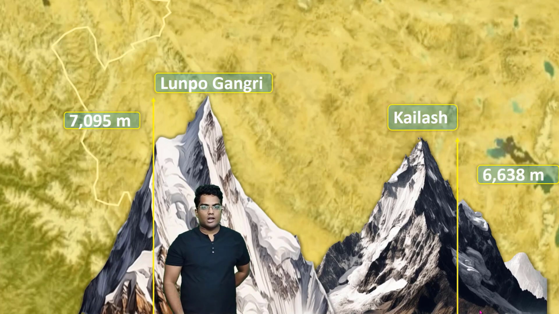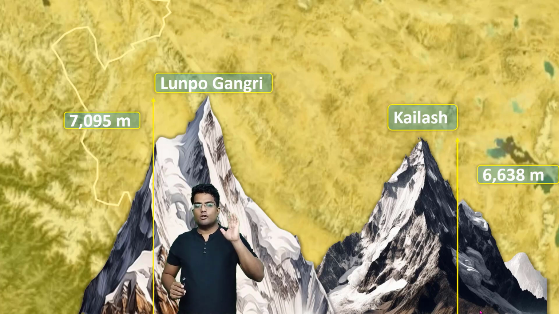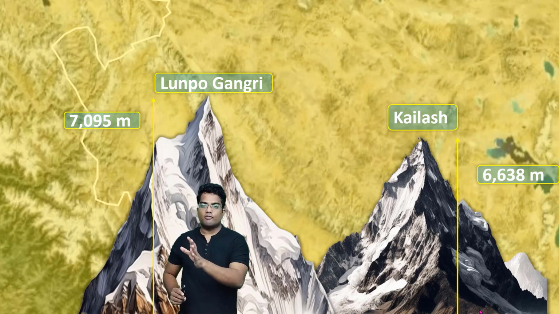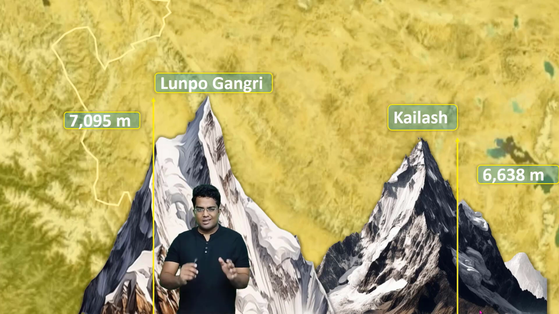This is the Mount Kailash that we all know. Pretty much everyone in India knows about Mount Kailash, right? This is Lunpo Gangri. Lunpo Gangri is 7,095 meters. However, Kailash is 6,638 meters. There is a significant difference in the height levels between Lunpo Gangri and Kailash.